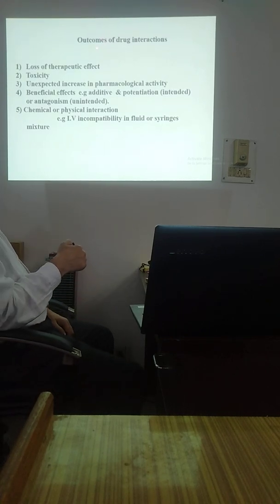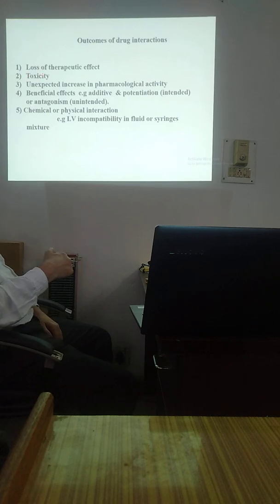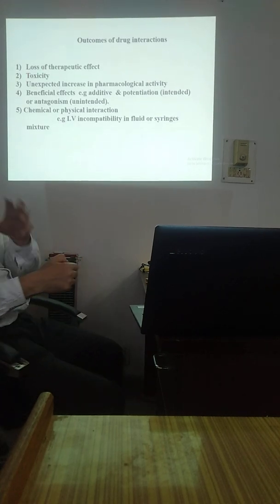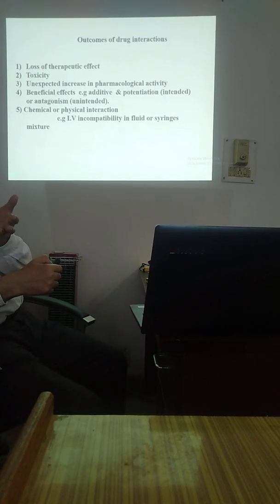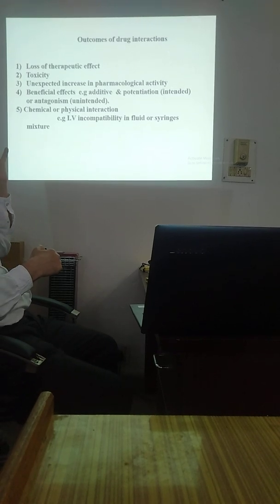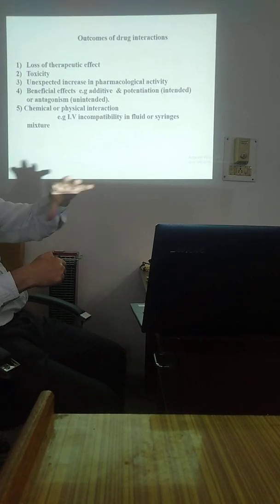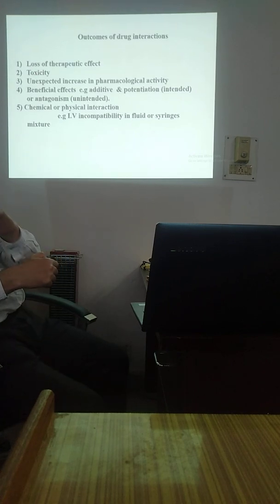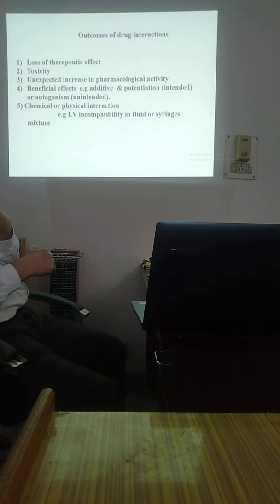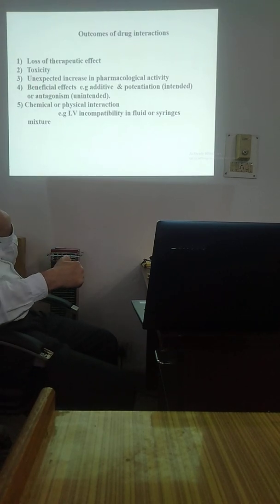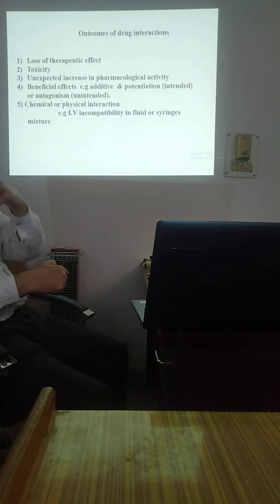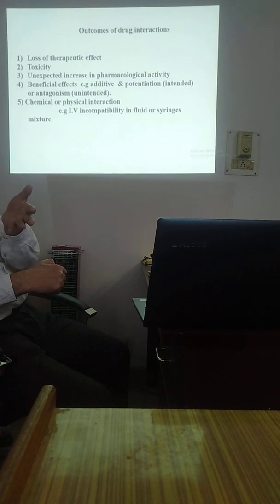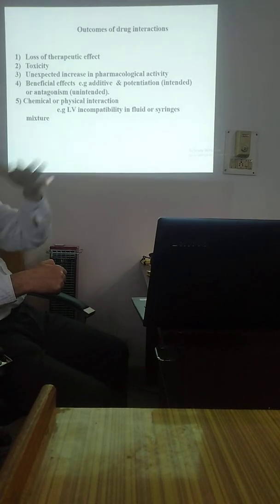Now, outcomes of the drug interactions are plenty. I am enumerating five here. Loss of therapeutic effect. So when we give two drugs or more than two drugs, there is a loss of effect of the drug response, whatever the response may be. And toxicity. With the object drug and the precipitant drug, there will be toxicity of the object drug. And then unexpected increase in pharmacological activity. Sometimes there is an increase of the pharmacological activity. The drug can have an exaggeration of effects.